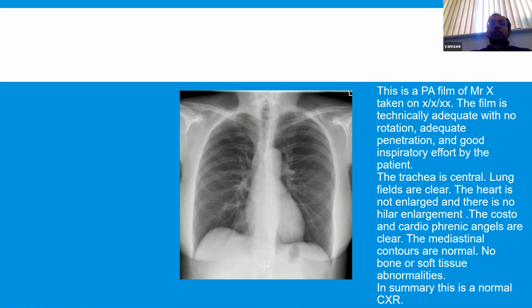And finally, summarize your findings. So we've gone through it, technically adequate. There's no abnormality, so this is a normal chest X-ray. So that's just as a basic introduction to how to approach a chest X-ray. What are the things to look out for?